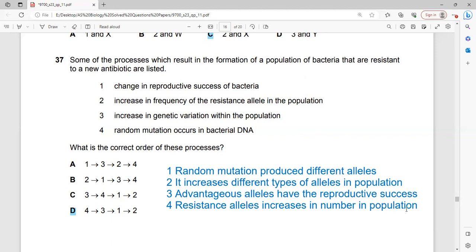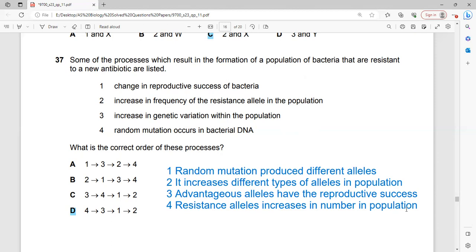So these advantageous alleles have reproductive success. Meaning if they have more survival, they can reproduce more. So if they can reproduce more, it means these resistance alleles will increase in number in the population. Why? Because if they have more survival, more reproduction, there are more organisms.